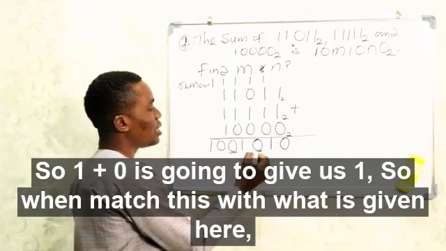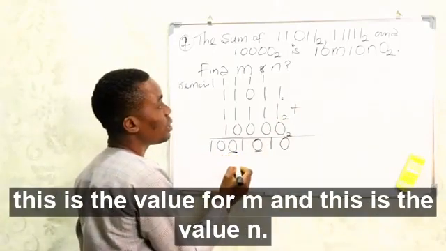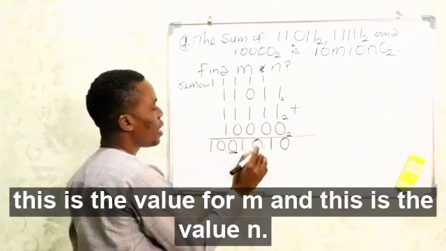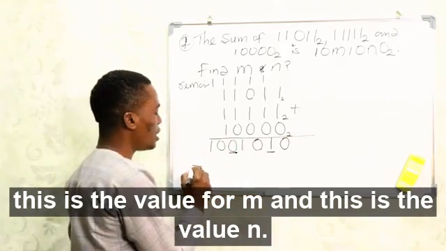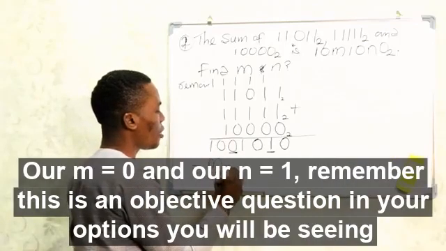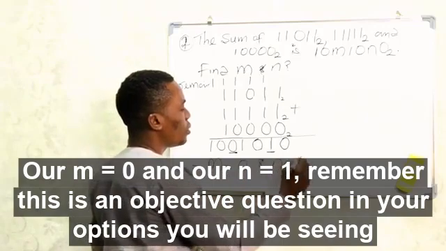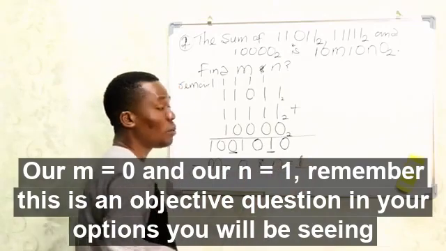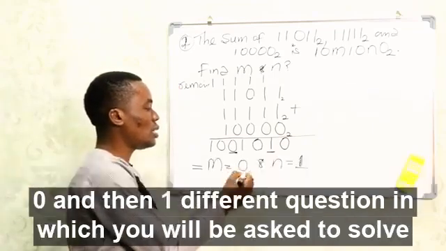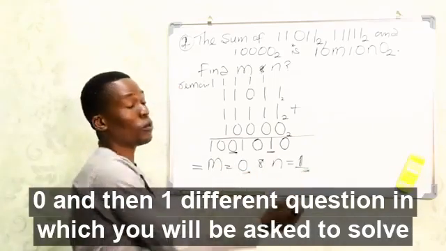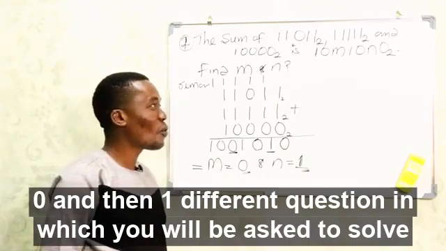And when we match this with what is given here, this is the value for m, and this is the value for n. So from our initial equation, our m will be equal to 0 and our n will be equal to 1. Remember, this is an objective question, so you'll be given options. So in your options, you'll be seeing 0 and then 1. Pretty easy.